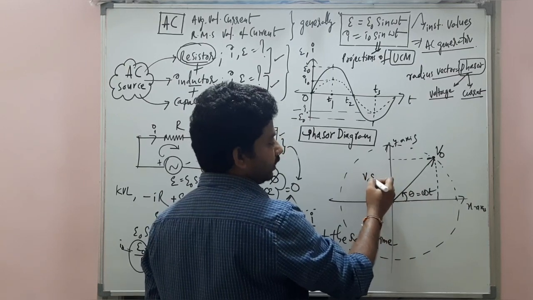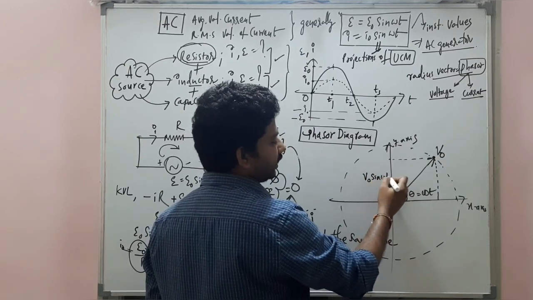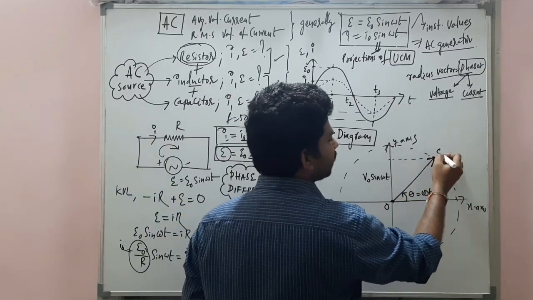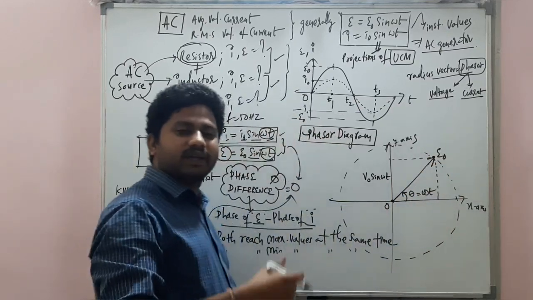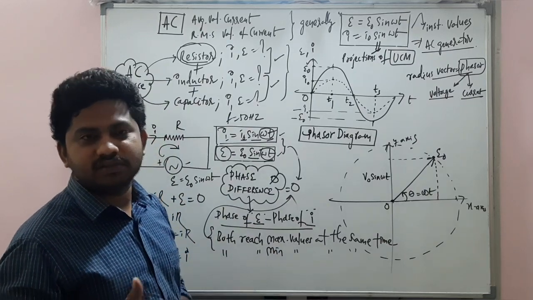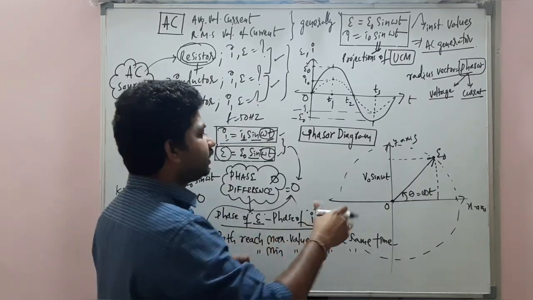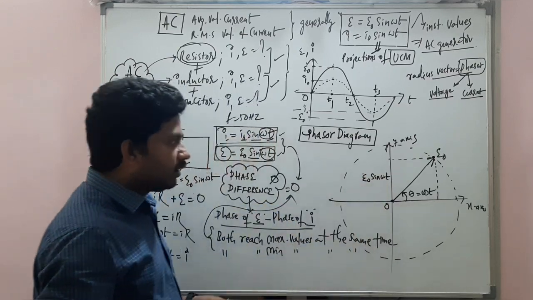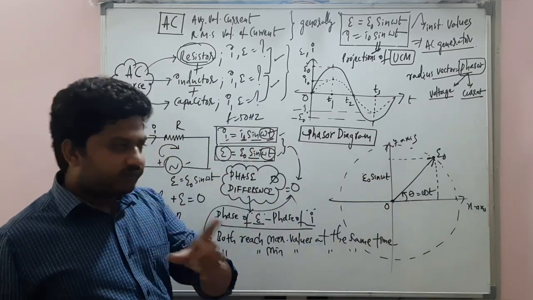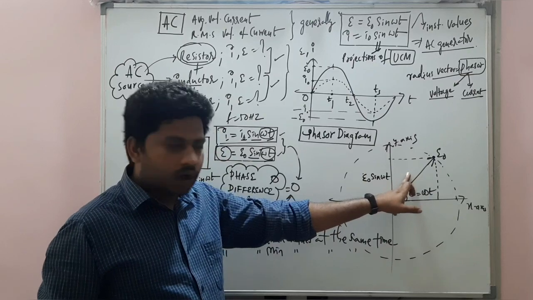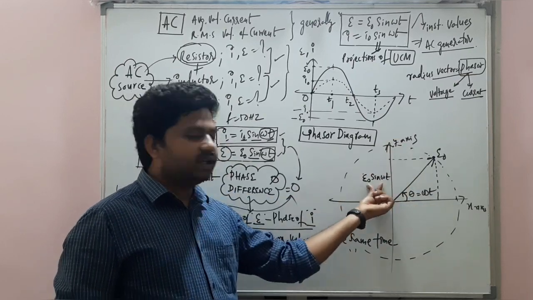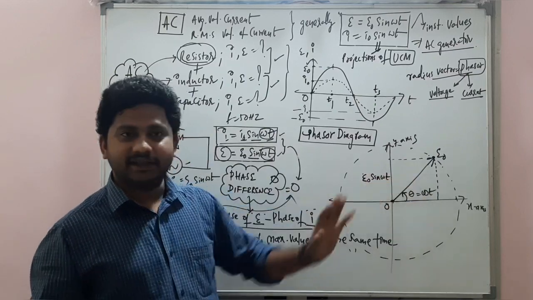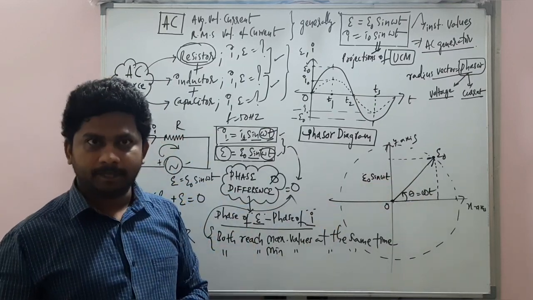So this will be V naught sine omega t, and for our better understanding, let us write this as E naught, because we keep carrying voltage with the symbol epsilon. Let's continue with epsilon only, no confusion. E naught. The projection of this radius vector on the y-axis will be E naught sine omega t. So this is a phasor diagram of voltage.